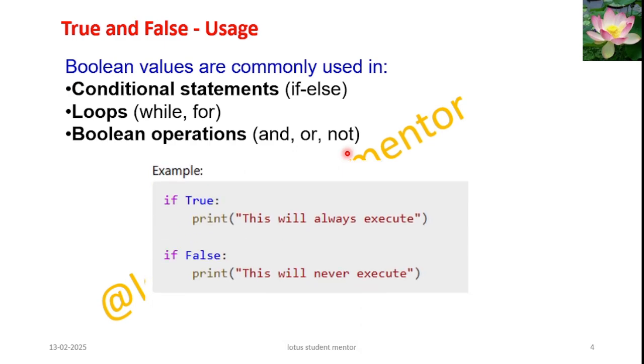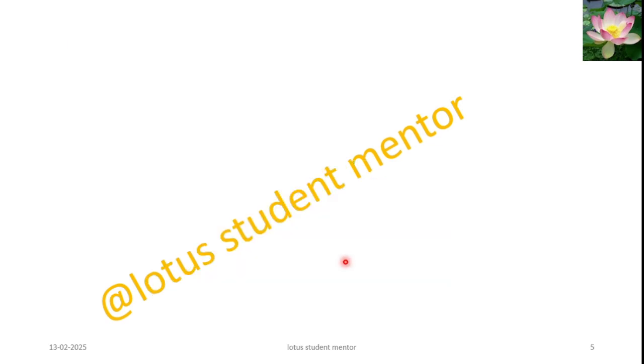Suppose we consider an example here. If True, then print this will always execute. If False, print this will never execute. So these are examples of True and False usage.